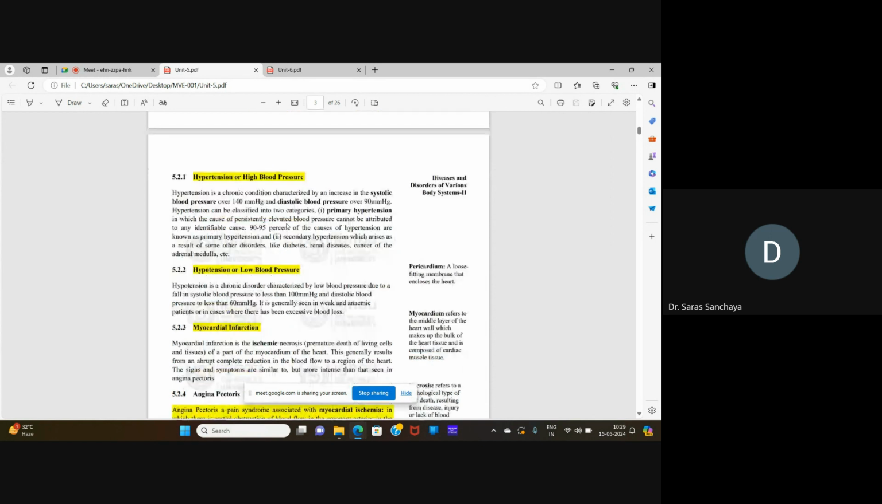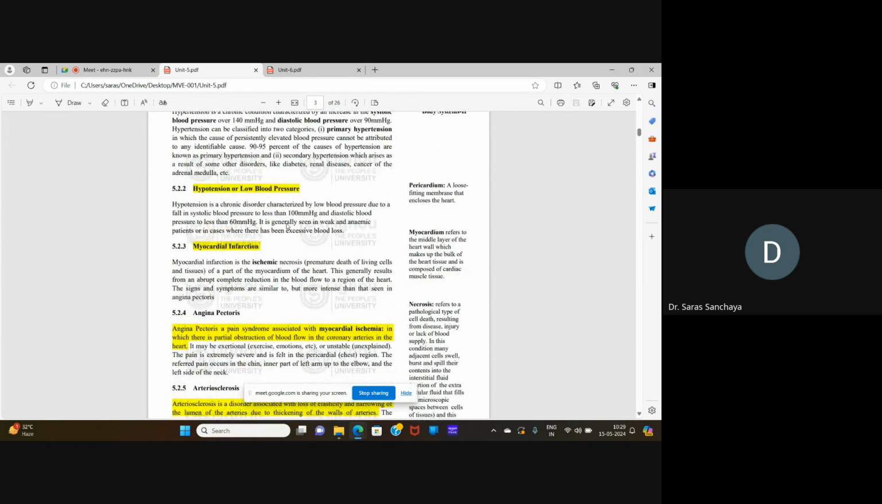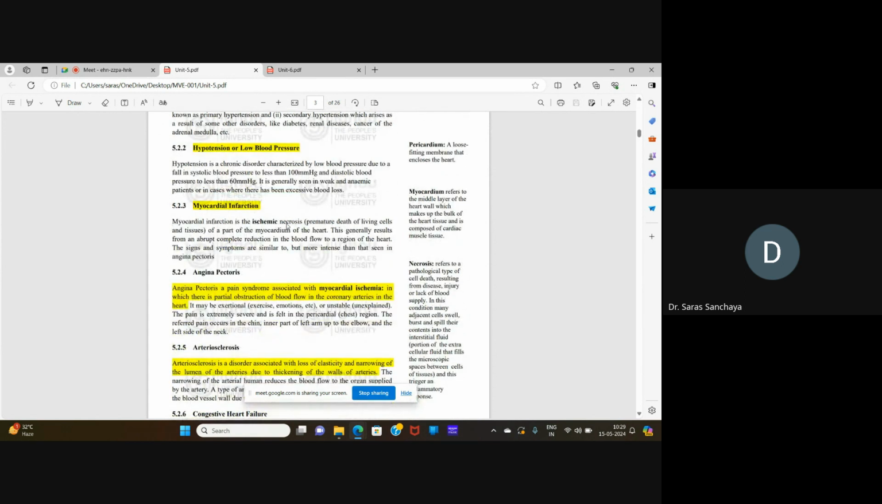Now we come to hypotension or low blood pressure. When there is systolic blood pressure less than 100 millimeter of Hg and diastolic pressure less than 60 millimeter of Hg, it is called low blood pressure. Now we come to myocardial infarction, which we normally say as heart attack. Myocardial infarction is an ischemic necrosis, that is premature death of living cells and tissues of a part of the myocardium of the heart. So due to blockage of the blood flow in the heart, there is myocardial infarction or heart attack.